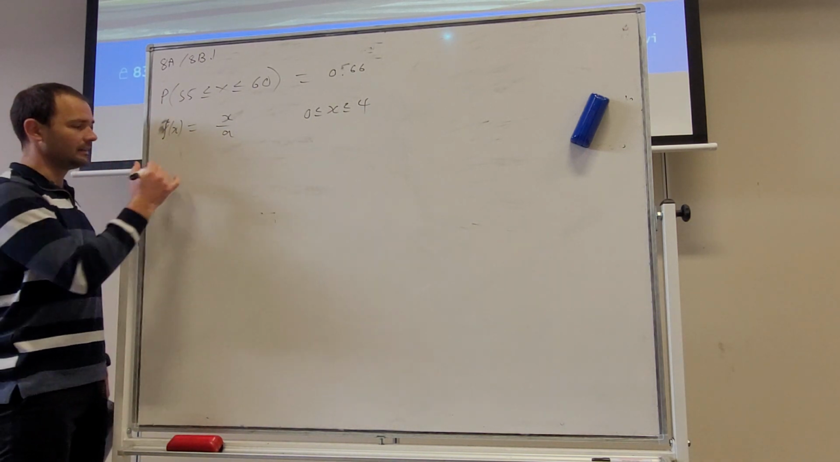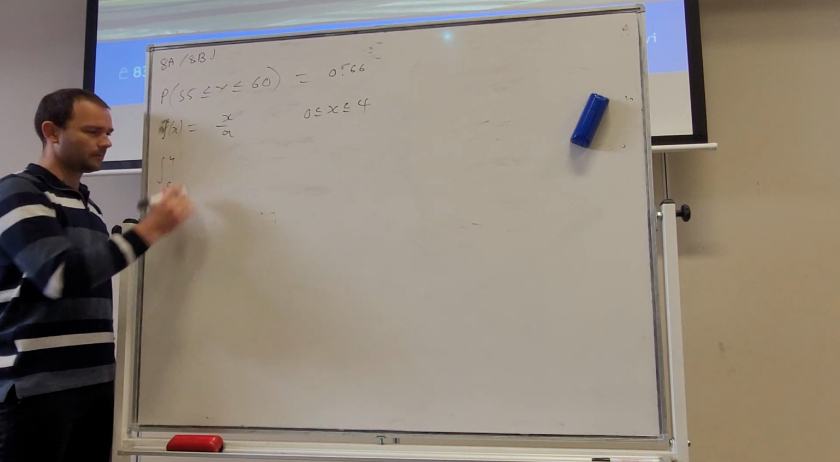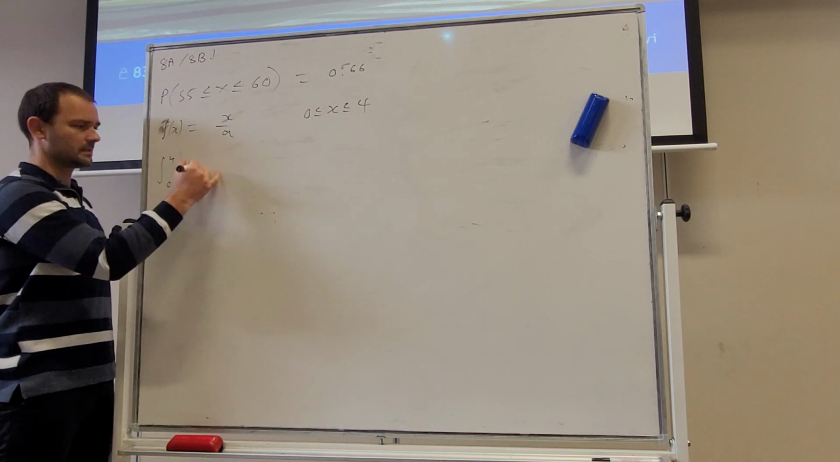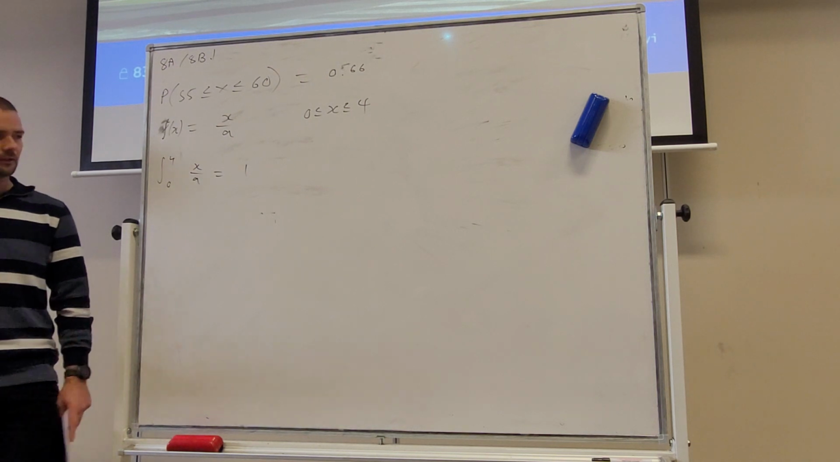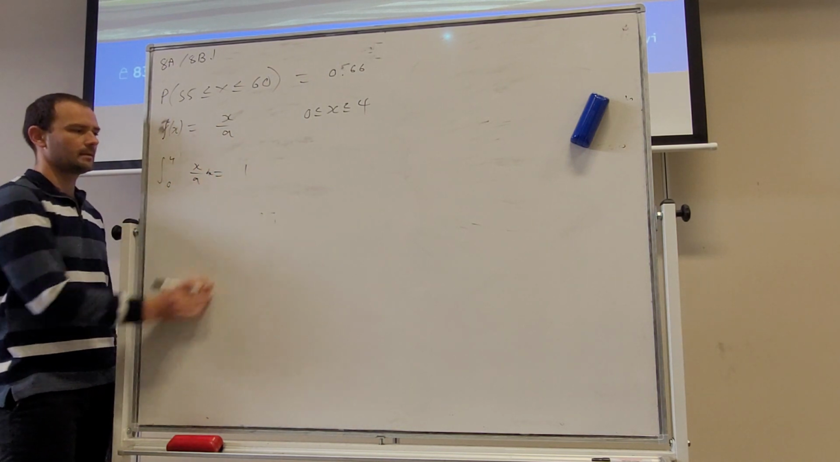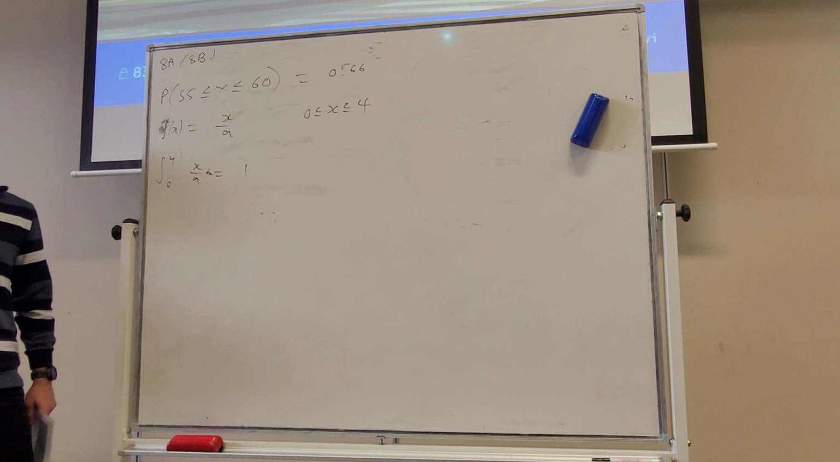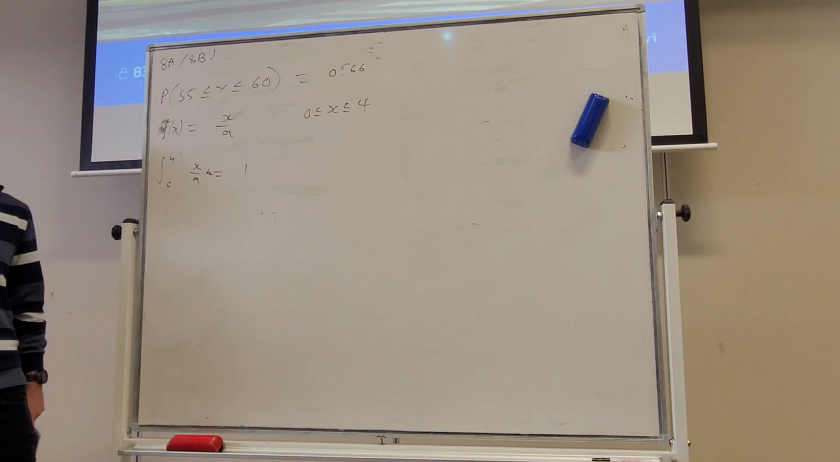Well, given that it's valid, it means the area under the curve from 0 to 4 of this function is equal to 1. Okay, the area under the curve has to be 1, my dx there. And so we're just going to solve this integral statement for a.